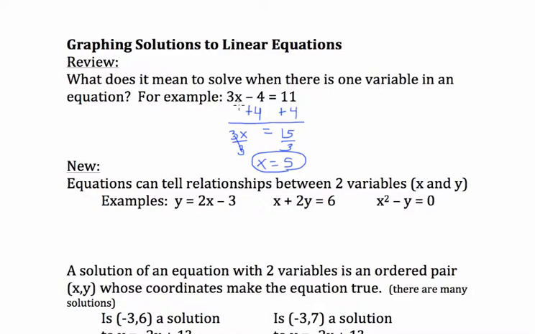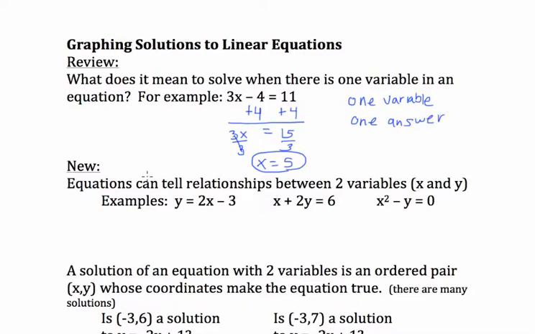When there's one equation and one variable, you're going to get one answer. In our case, x equals 5.